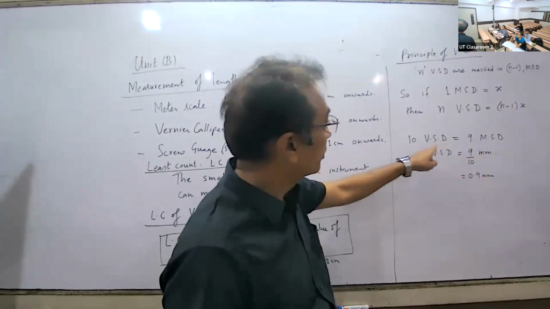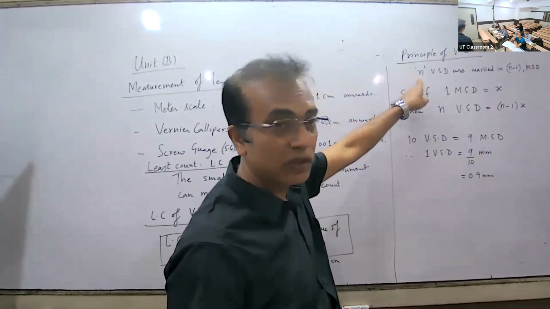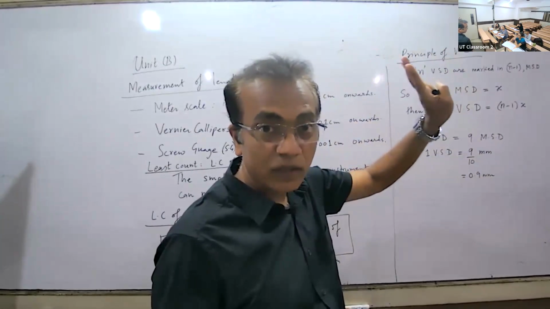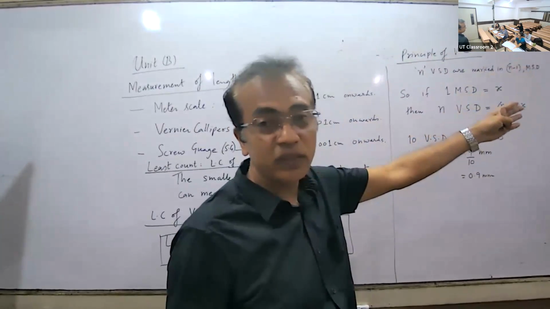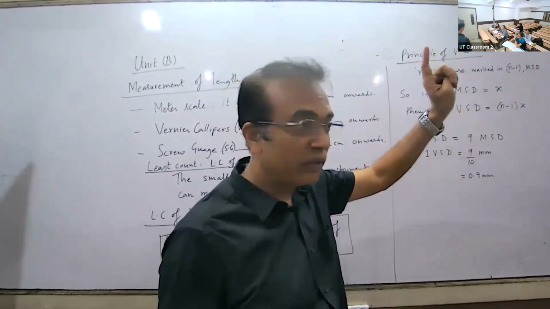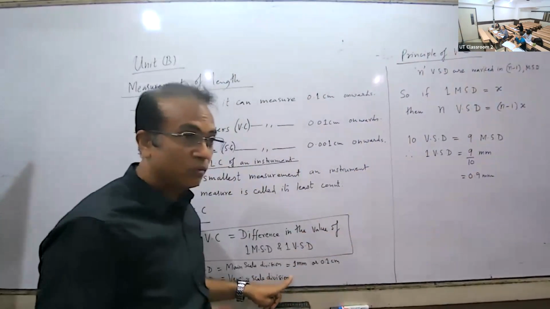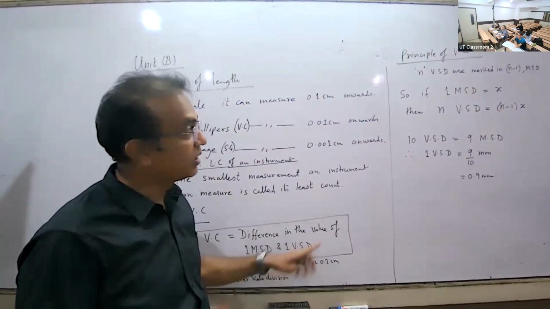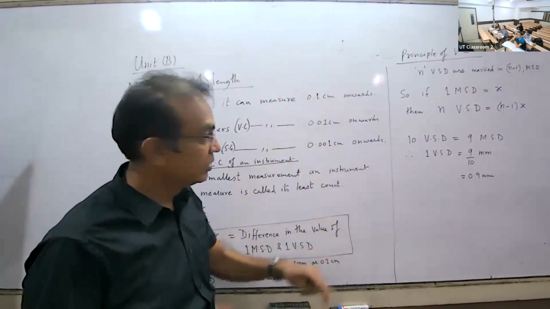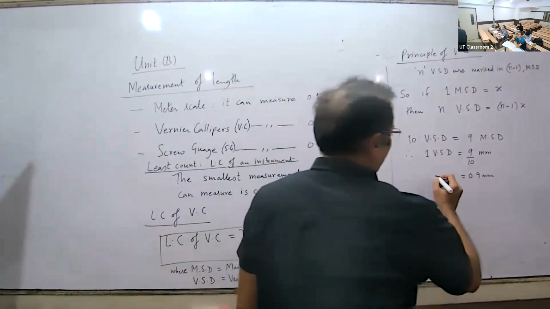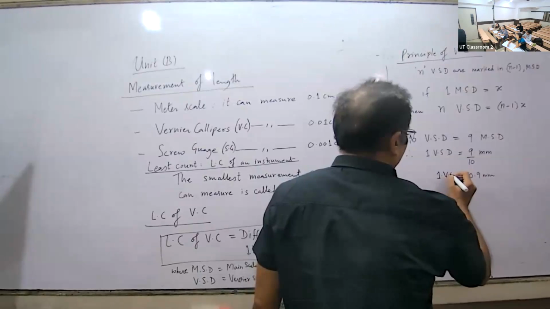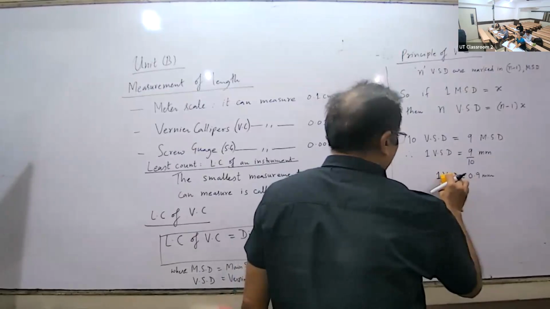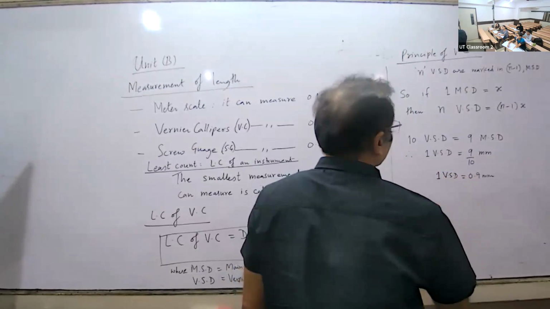Okay? So this is how the principle of vernier calipers is. If the vernier scale has 20 divisions, then it will fit into 19 main scale divisions. And one main scale division is always equal to 1 millimeter. Always. So that is the principle of vernier calipers. So now we know the value of one vernier scale division and the value of one main scale division. So what should be the least count?